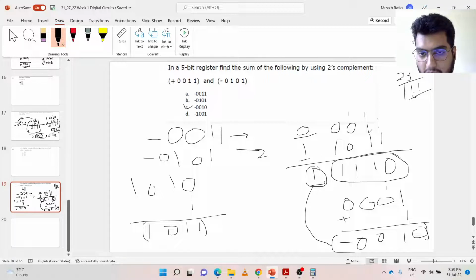And this is also 1 plus 0. So this is my science bit. Since we are using 2's complement addition, the magnitude needs to be taken up in 2's complement again. So how will I find the 2's complement?